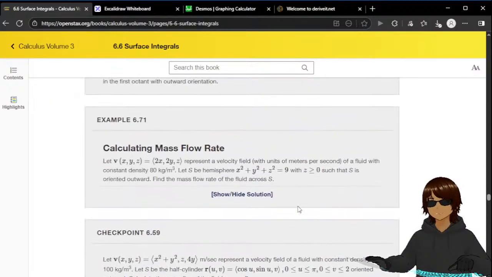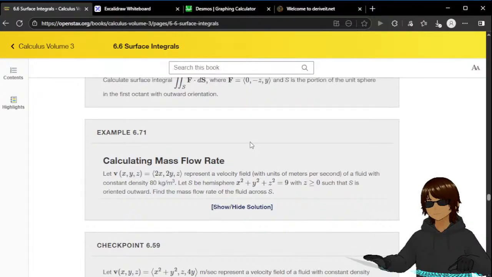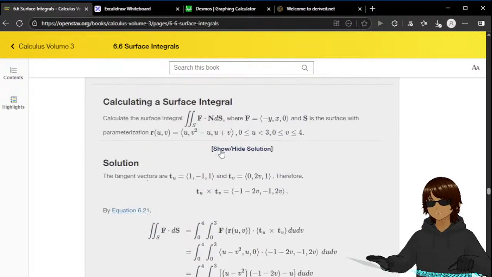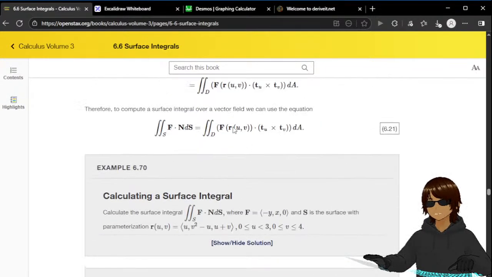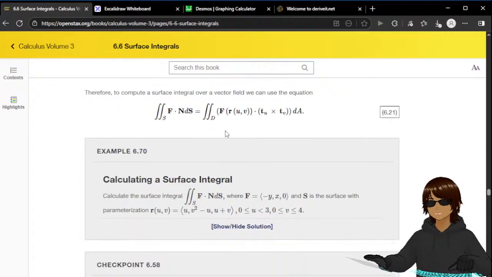Calculate the mass flow rate. Let v equal 2x, 2y, z represent the velocity field of a fluid with constant density 80 kg per meter cubed. Let S be the hemisphere x squared plus y squared plus z squared equals 9 with z greater than or equal to 0, such that S is oriented outward. Find the mass flow rate of the fluid across S. Velocity is this. Velocity is the vector field.